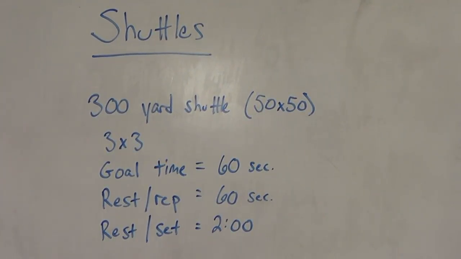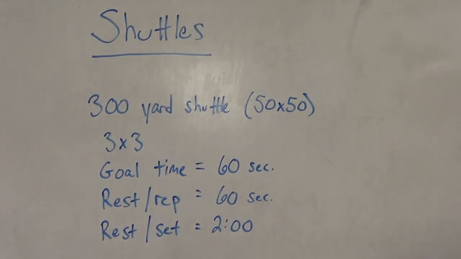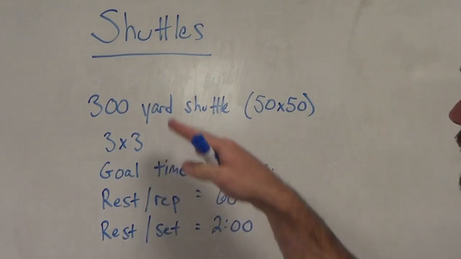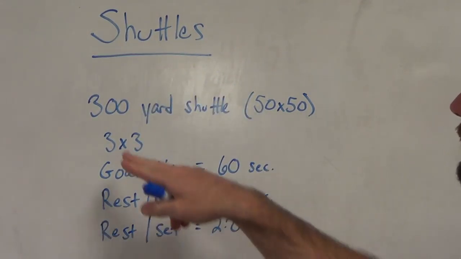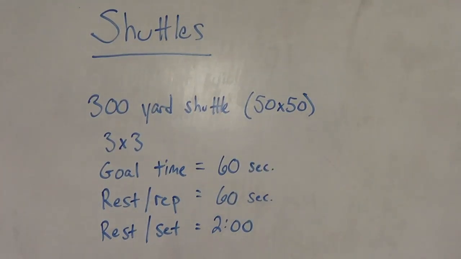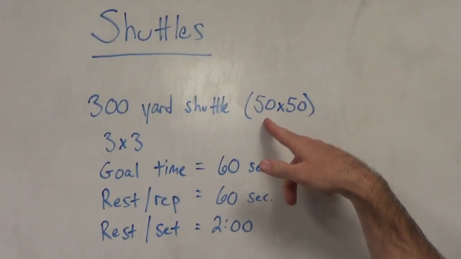In this video, we're going to be talking about our shuttle conditioning runs. And just as an example, we're going to be taking a 300-yard shuttle to kind of talk you through this. Now, in your program, if it says shuttle conditioning run, in this case, it's going to be a 300-yard shuttle. This distance right here is the total distance that you are going to run.